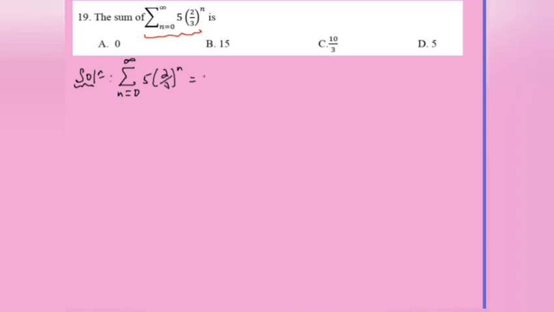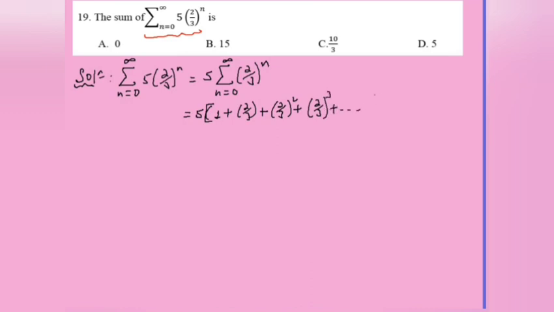This can be written as 5 times the summation, starting from 0 up to infinity, of (2 over 3) to the power of n, but n will start from 0, so let us do it. 5 times, whenever n is 0, (2 over 3) to the power of 0 is 1. Whenever n is 1, it becomes 2 over 3. Whenever n is 2, it becomes (2 over 3) squared. Then (2 over 3) cubed, and so on.